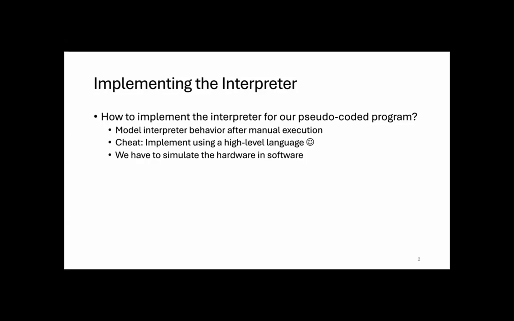So how do we implement the interpreter for our pseudocode program? We wanted to model the interpreter behavior after manual execution. One thing we are going to do in this video when explaining the interpreter is not write it down in machine language, because it would be very hard for us to understand and follow. And also, we're not trying to really relive the 1950s.